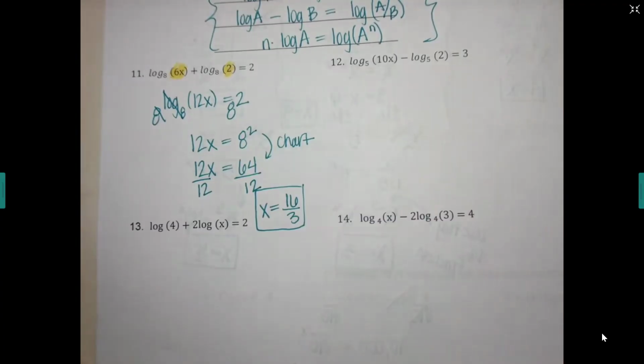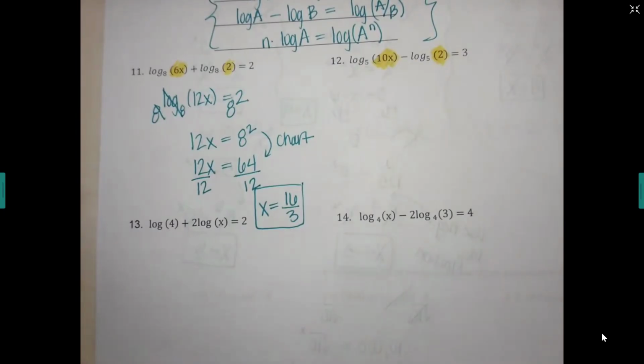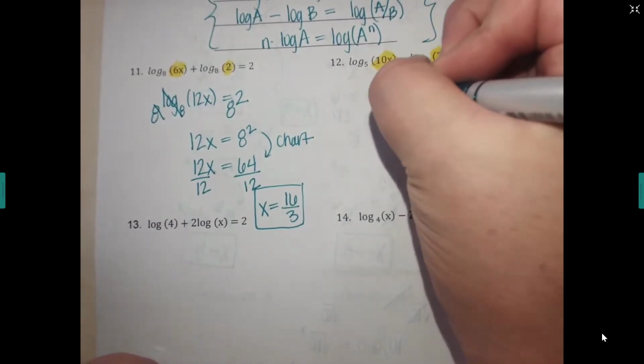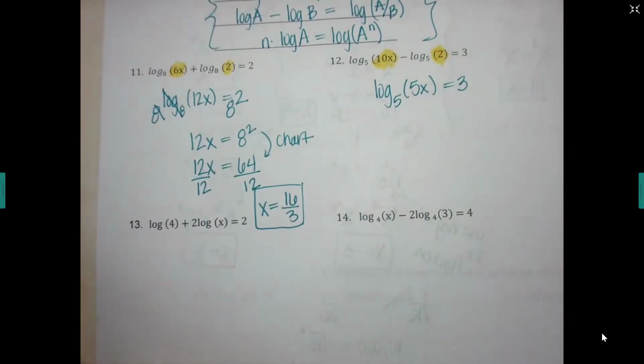Okay? All right, now take a look at number 12. Number 12, I still have 2 logs, but what's the operation in between them? And for subtraction, how can I squeeze them into the same log? Divide. What is 10x divided by 2? 5x. So it'll be log little 5 of 5x equal to a 3. And then once they're sharing the same log, now I can get rid of a log little 5 by applying a big 5.